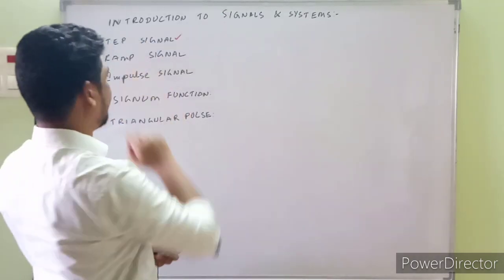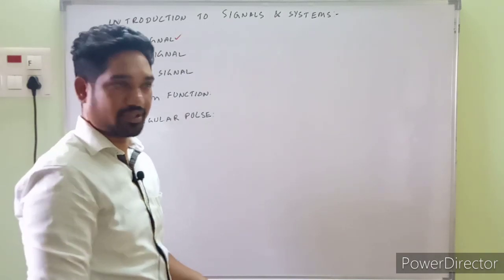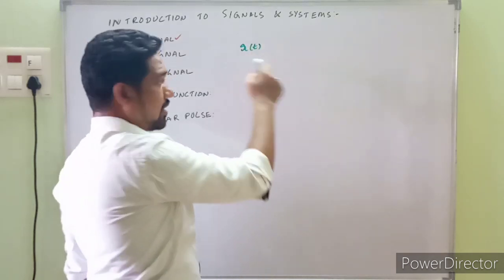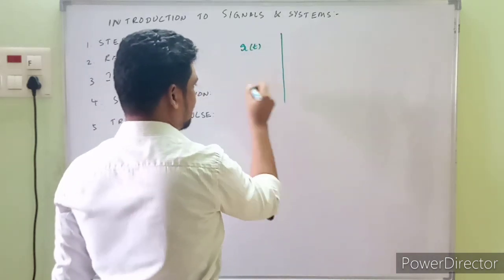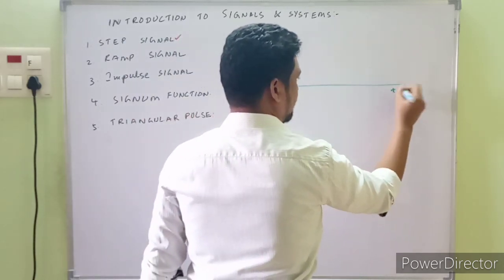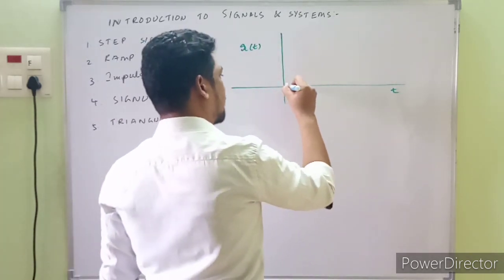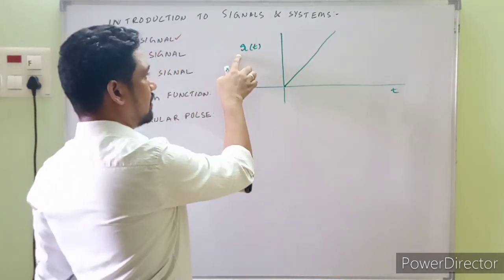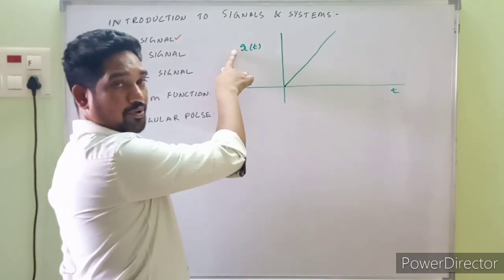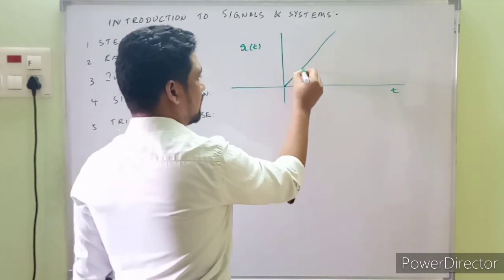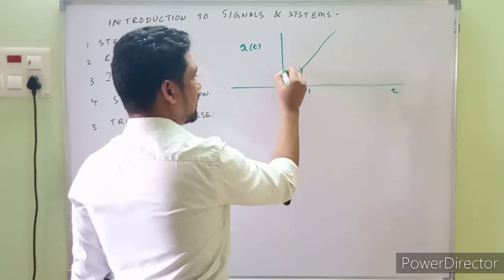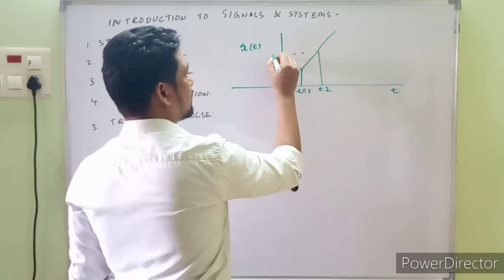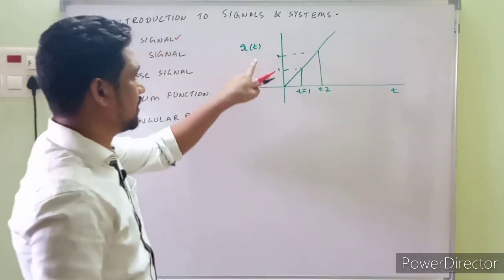Now coming to the second function, ramp function. A ramp function is R of t representation, with the vertical axis as the amplitude and t on the horizontal axis. It will be simply like this, a ramp signal. Nothing ahead of this r, amplitude is unity, and for t equal to 1, the corresponding amplitude is 1, and for t equal to 2, the amplitude is 2. This is the meaning of this one.